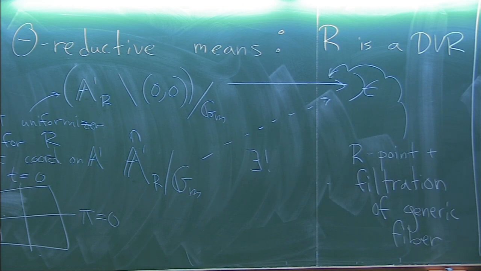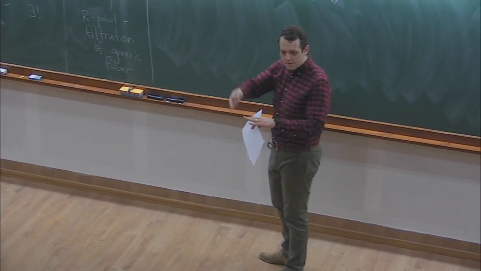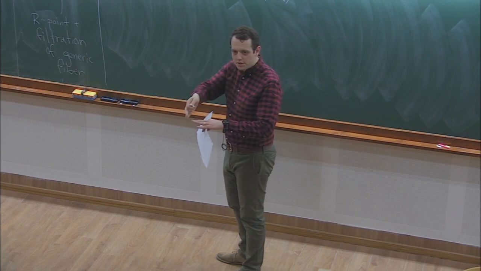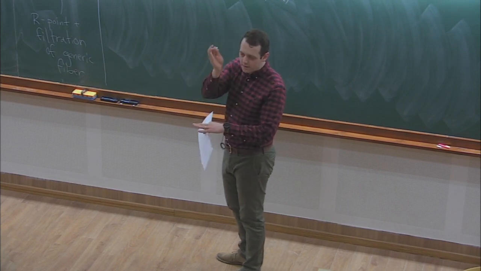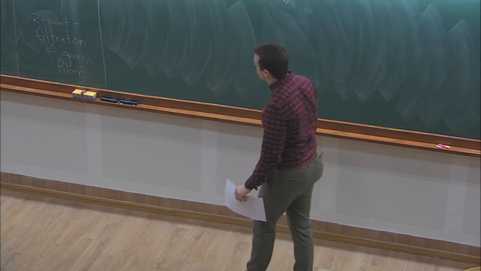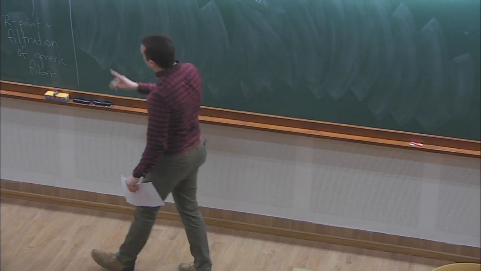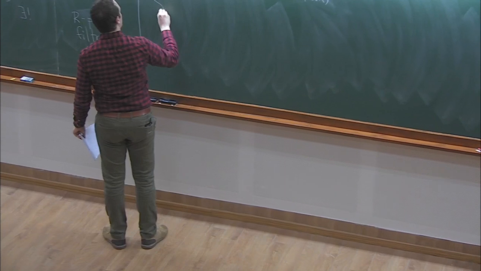Notably, this is not true for vector bundles over a curve, but in fact, it's true for semi-stable vector bundles over a curve, which we'll see. And it's true for coherent sheaves, though. If you have a family of vector bundles and a filtration of the vector bundle of the generic fiber, you can always extend it as a filtration of coherent sheaves, but the special fiber might not be a filtration by vector bundles anymore. Okay, so this is theta reductivity. We'll talk more about this in a second.